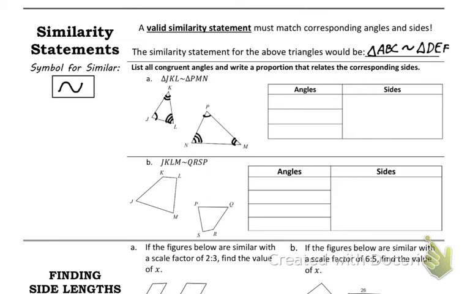So our angles must be all congruent. So we can go ahead and make statements like, you know what? Angle J is congruent to angle P. I can say angle K is congruent to angle M. I can go, where we left? L and N. Angle L is congruent to angle N.